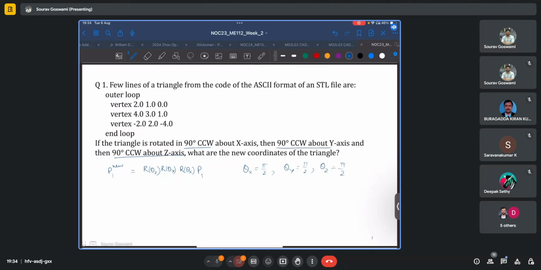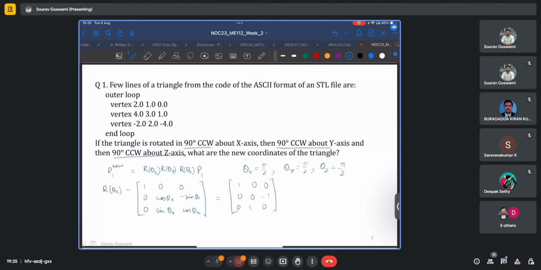Maybe we can do this for one point. Given that theta x is pi by 2, we find the rotation matrix R theta x. I'm just reproducing the formula from the slides. So it is 1 0 0, 0 cos theta x minus sine theta x, and 0 sine theta x cos theta x. Given the value of theta x equals pi by 2, this will actually turn out to be 1 0 0, 0 0 minus 1, and 0 1 0.